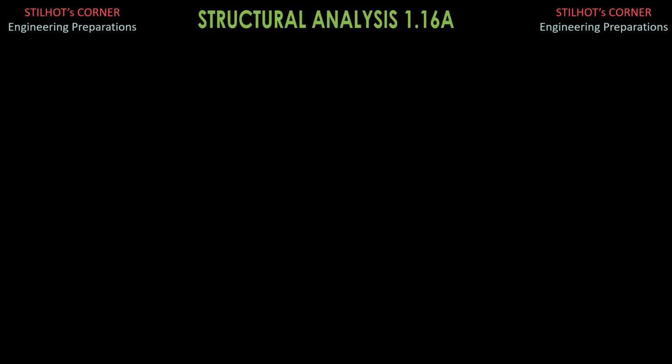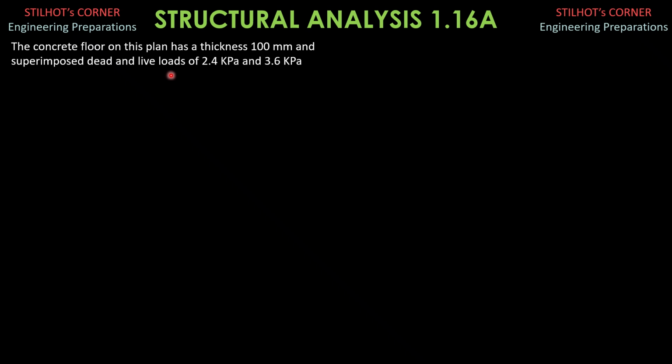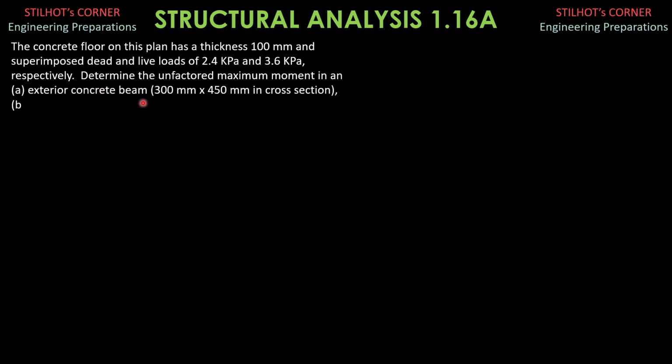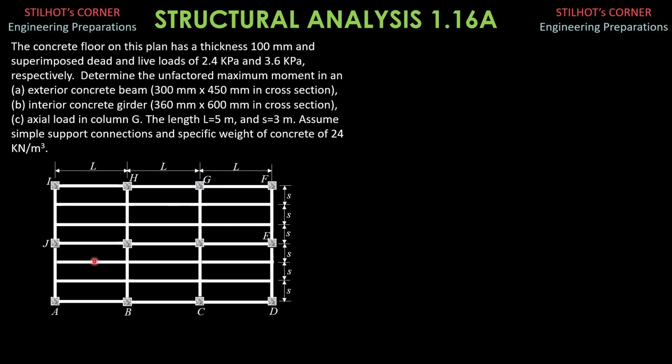Okay, here is another problem on load distribution. The concrete floor on this plan has a thickness of 100 mm and superimposed and live loads of 2.4 kilopascals and 3.6 kilopascals respectively. Determine the unfactored maximum moment in an exterior concrete beam 300 by 450 mm in cross-section, interior girder 360 by 600 mm in cross-section, and the axial load in column G. The length L is 5 meters and S is 3 meters. Assume simple support connections and specific weight of concrete of 24 kilonewtons per cubic meter.